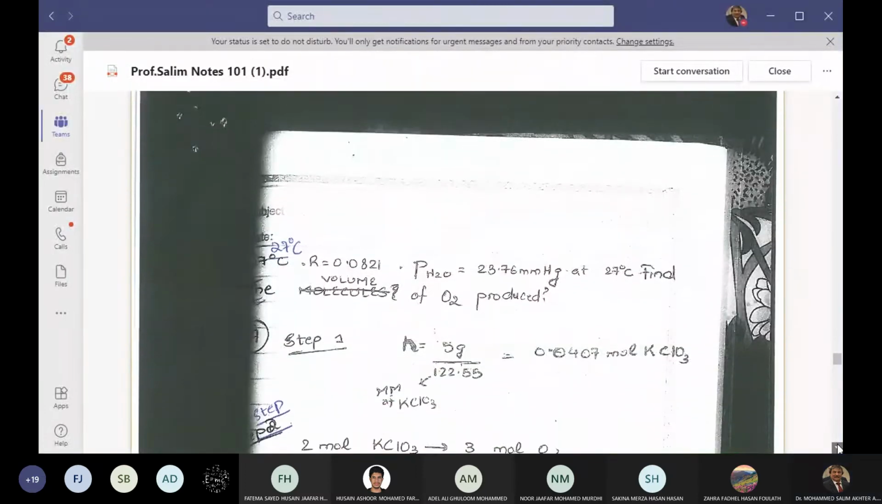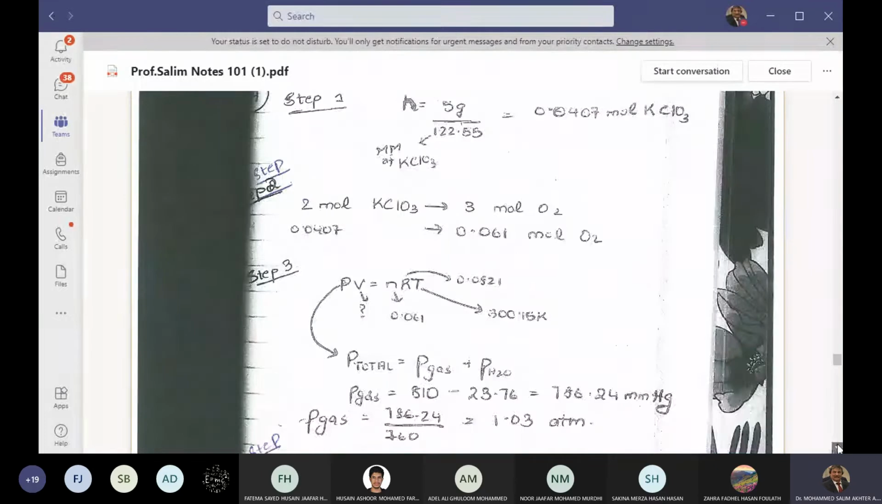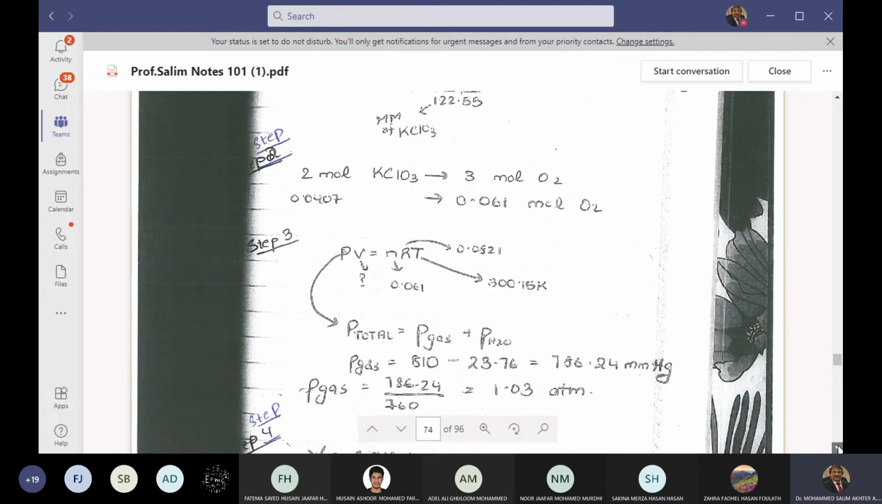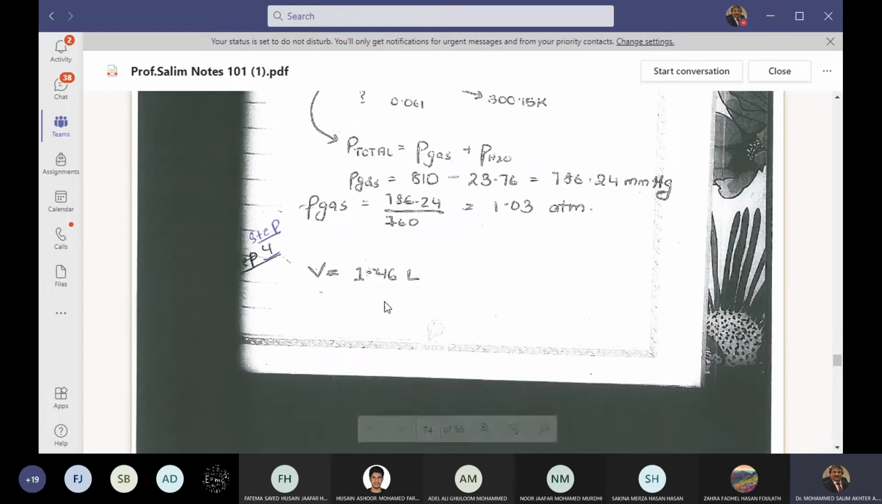Now I have the equation PV equals nRT. I calculated the pressure of pure gas using Dalton's second law. I don't know V, I know R, I know n, I know T. Is this the correct number? Yes, doctor, this is correct. But no, not this one, the one below, this is the pressure. This is the answer, 1.46.